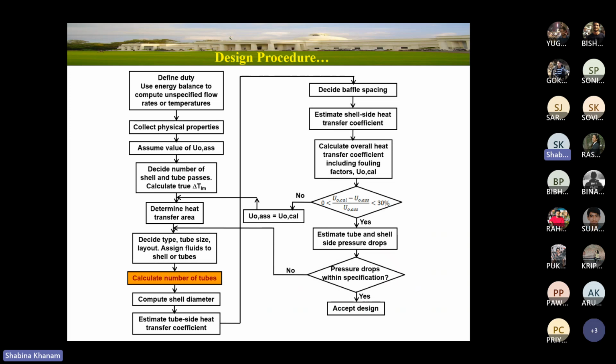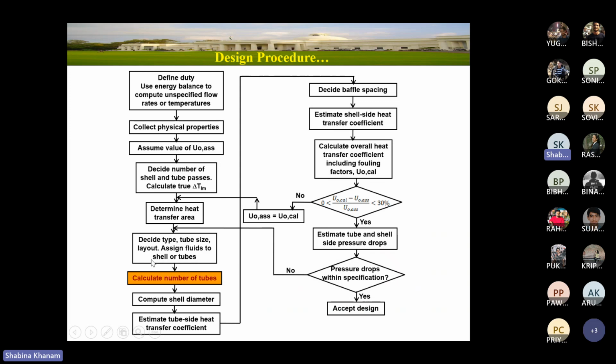Just keep one thing in mind, as you are considering U naught over here. Okay, U O assumed, it means overall heat transfer coefficient based on outer surface. I hope you understand the difference between U O and U I, right? So U O will be overall heat transfer coefficient based on outer surface. So this area, whatever you have calculated, that is based on outer tube surface.